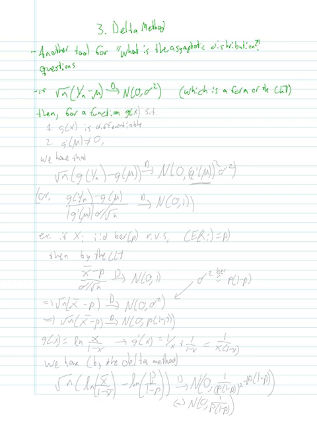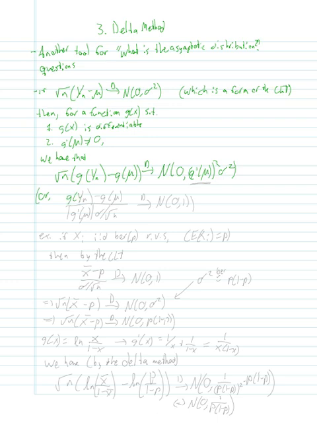Then, for a function g of x such that, two criteria: 1, g of x is differentiable, and 2, g prime evaluated at mu is not equal to 0, we have that the square root of n times g of Y sub n minus g evaluated at mu converges in distribution to a normal with mean 0, variance is g prime of mu squared times sigma squared.